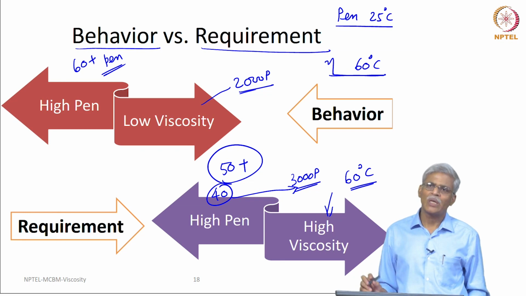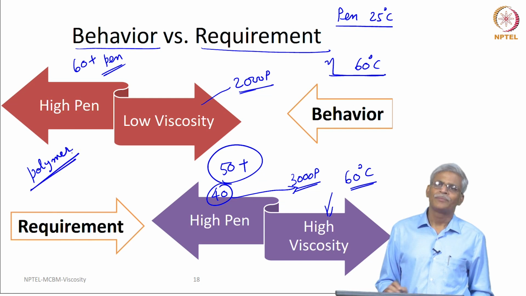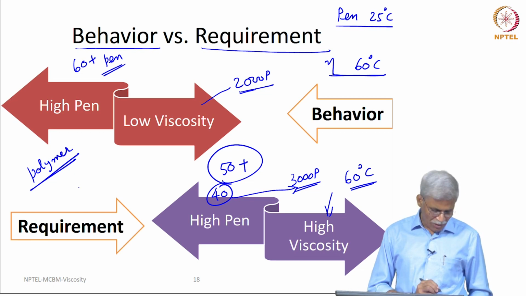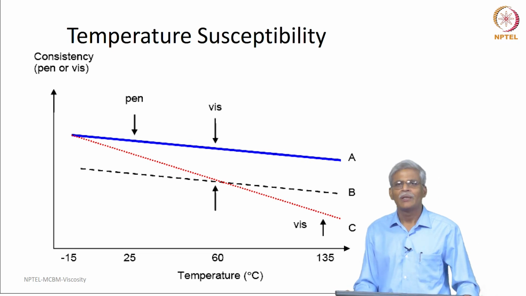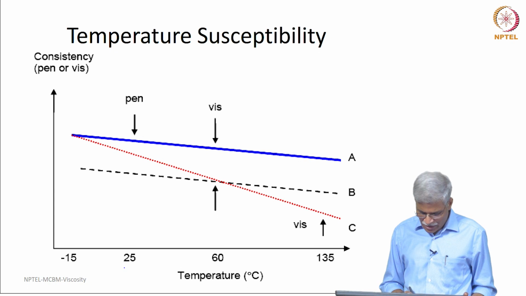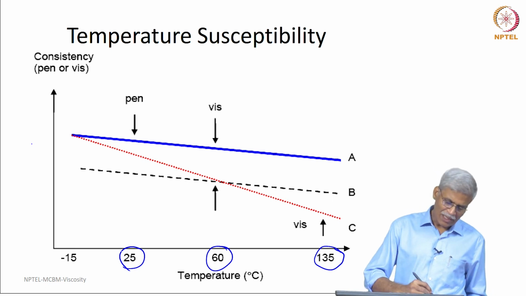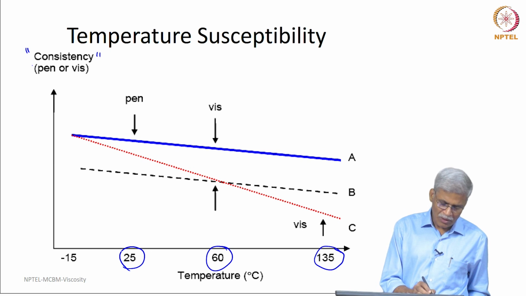And in fact, this is one reason why we normally add a polymer, because a polymer can balance what is called the temperature susceptibility. So, now let us understand what this temperature susceptibility is. What you see here in this graph is, in the x axis, 25 degree centigrade, 60 degree centigrade, 135 degree centigrade, and in the y axis we have a term called consistency.